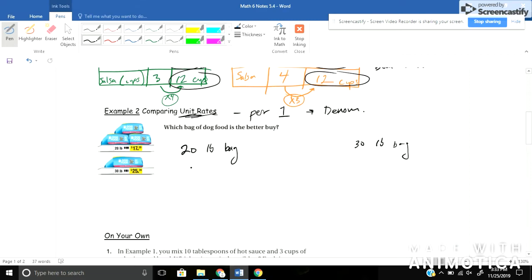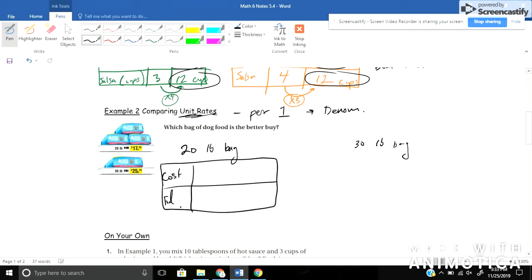Okay, and again, I'm going to make a ratio table here to organize my ideas. And I'm talking about cost, and I'm talking about food, and the food is in pounds, so LBS, and the cost is in obviously dollars. Okay, and it tells me for the 20-pound bag, it is $17.20 for 20 pounds.